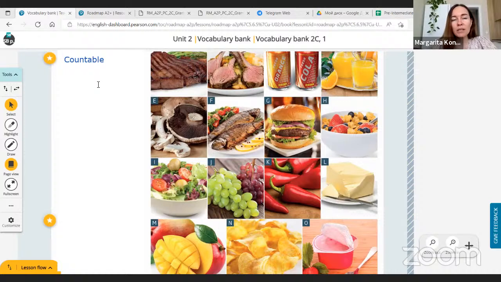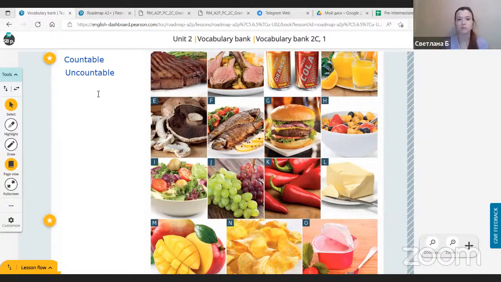Okay, look please at picture A. Can you say how many? It's just a steak. Yes, 1 steak. 1 steak, but meat we can't count, yeah? Мы не можем посчитать мясо, но можем посчитать steaks, yeah? And when we can't count, it is uncountable. Tell me, please, what do you think? What is uncountable here? Uncountable. Что вот из этой еды мы не можем никак посчитать?